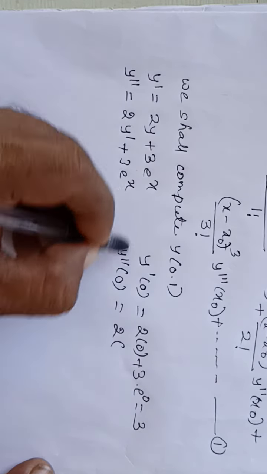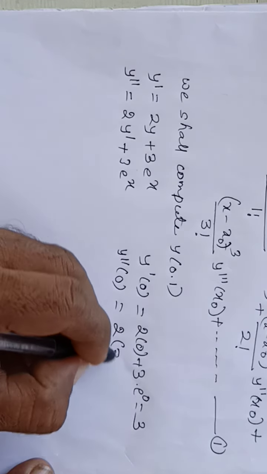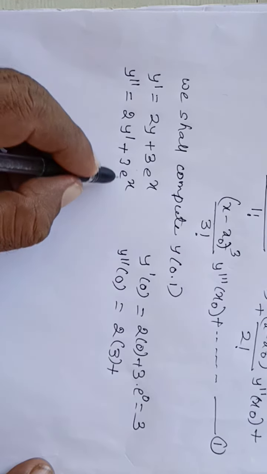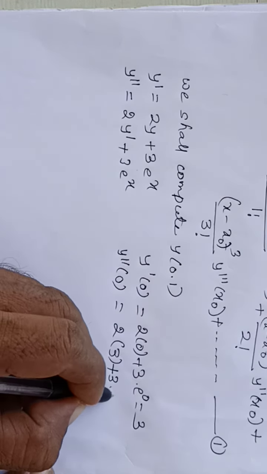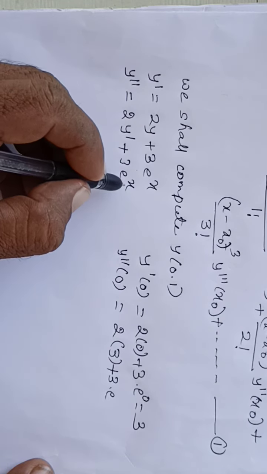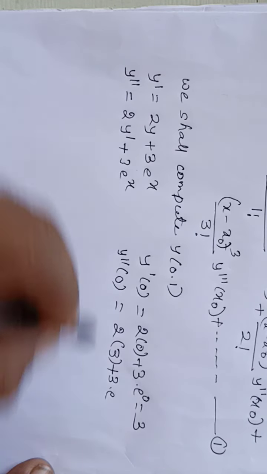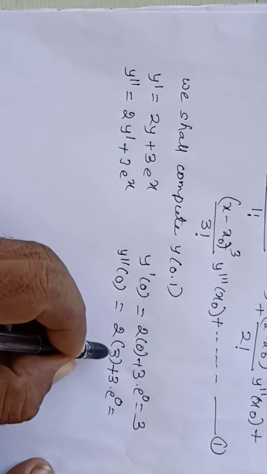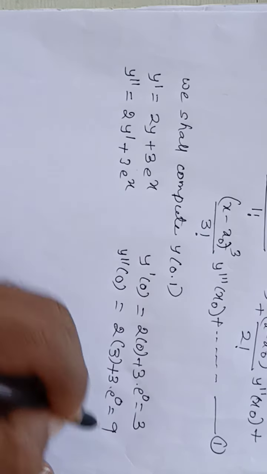y dash of 0 is how much? 3 plus again 3 into e raised to x is there. Initial condition, that means x naught, x0 is 0. So 3 into 2, 6, 6 plus 3, it is 9.